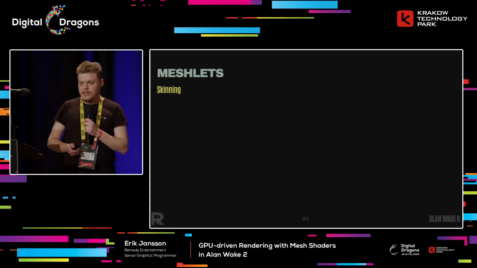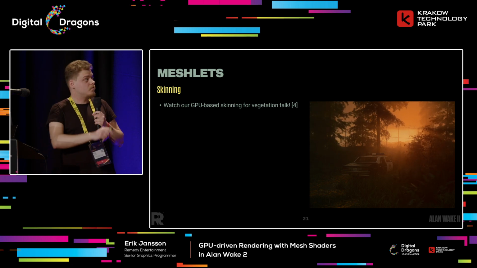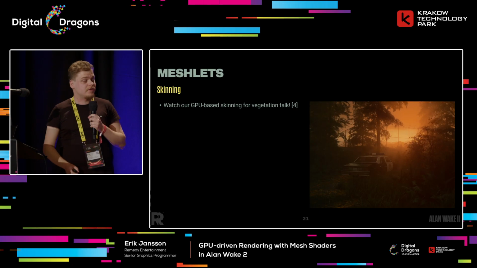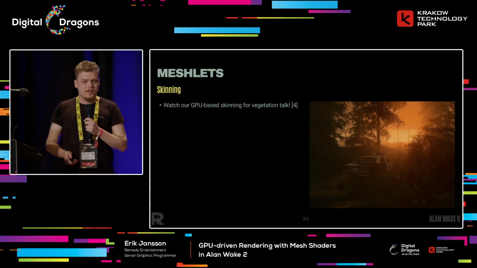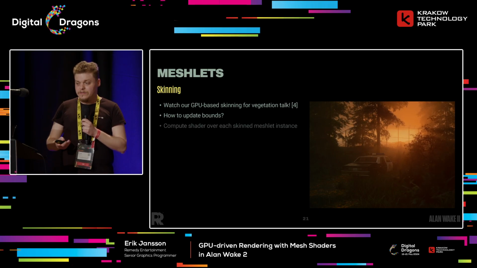Now, how about dynamic geometry? And even worse, all of our vegetation is skinned in Alan Wake 2. You can go and watch the GDC presentation earlier this year to learn more about that. But how about the bounds of this? Like, if all the vegetation is skinned, how do you update the meshlet bounds? And this is how we did it.